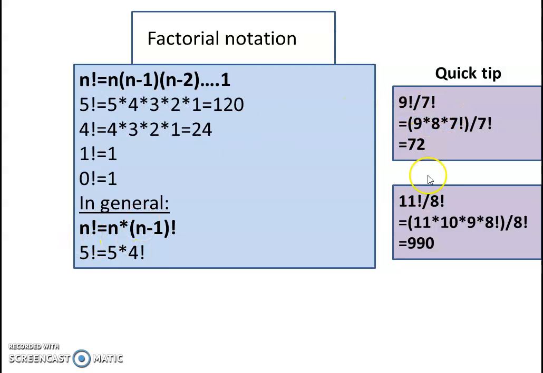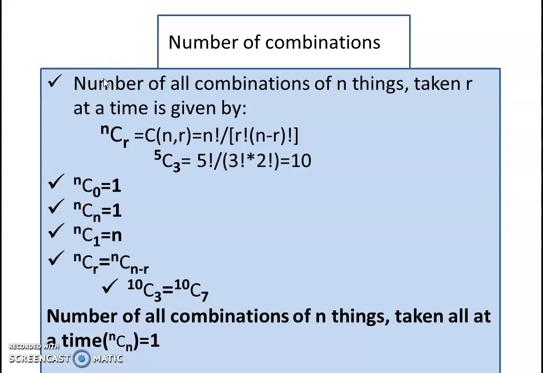As you can see over here, using a formula, we can also calculate the number of combinations. The number of all combinations of n things taken r at a time is given by nCr. It is also written as C, and inside parentheses we write n comma r. So we are taking r things from n things. The formula is n factorial divided by r factorial into n minus r factorial.